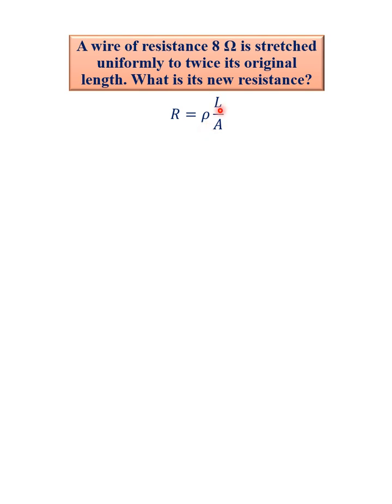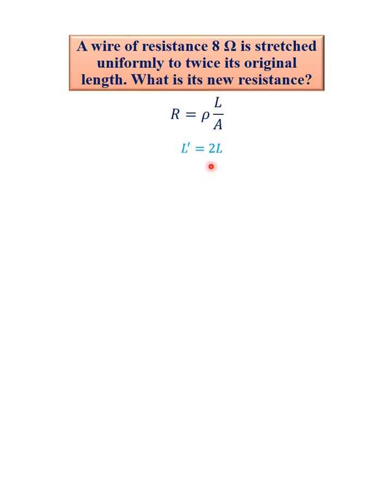However, the length was doubled. So the new length, let's call it L prime, is now twice its original length L. So L prime equals 2L. You will agree with me that the wire has a constant volume because it is the same wire that was stretched. And so when the wire was stretched, the cross-sectional area will become smaller because once the wire is stretched, it will become thinner.